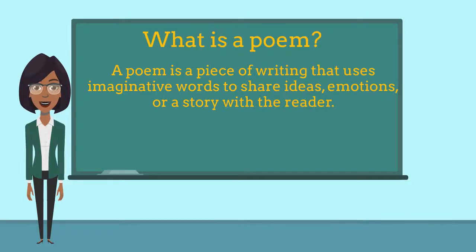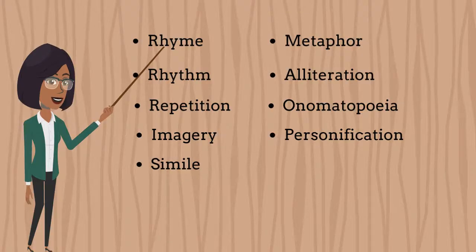Today we are going to learn about poetry. Before we get started, let's answer the question, what is a poem? A poem is a piece of writing that uses imaginative words to share ideas, emotions, or a story with the reader. The elements of poetry include rhyme, rhythm, repetition, imagery, simile, metaphor, alliteration, onomatopoeia, and personification.